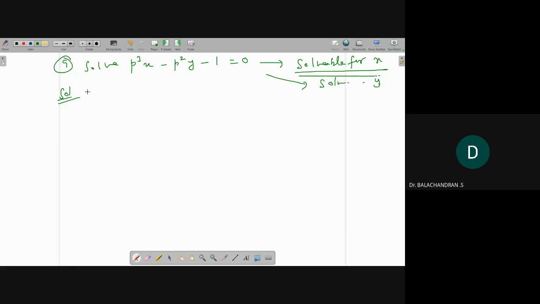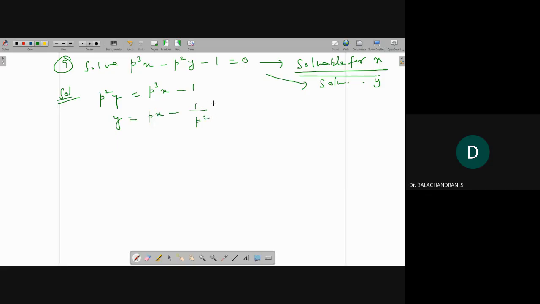So those who finished problem number 9, they can try problem 10. But now I am going to do problem number 9. Okay. So first I am going to write p square y equal to p cube x minus 1. So divide by p square. So y equal to px minus 1 by p square.